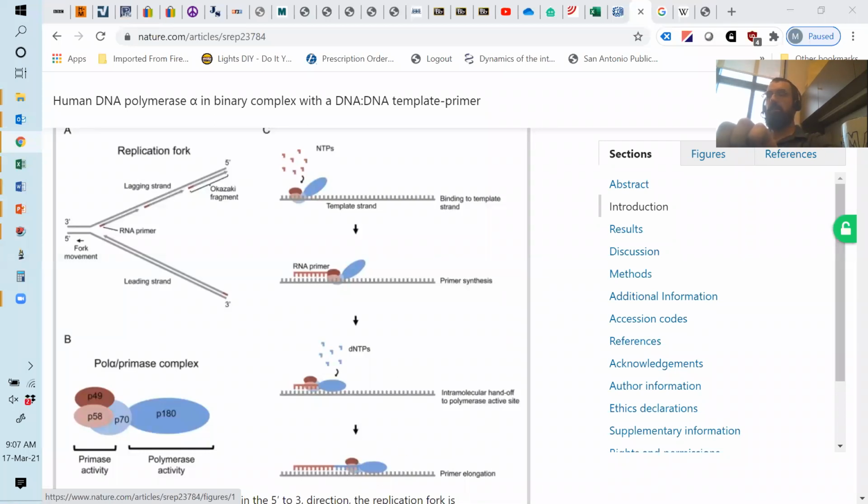Then this DNA polymerase alpha, the whole thing falls off, and then either delta for the lagging strand or epsilon for the leading strand come in, and off to the races we go, right? So that's how it does that, which is kind of neat.